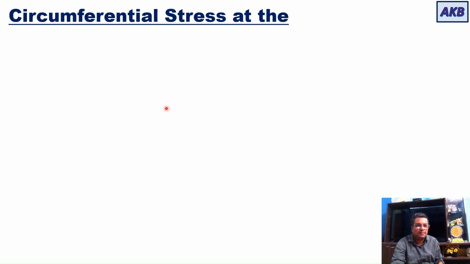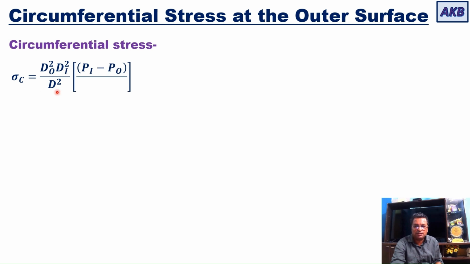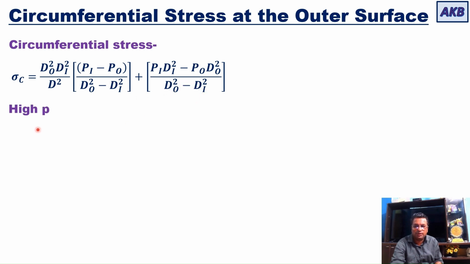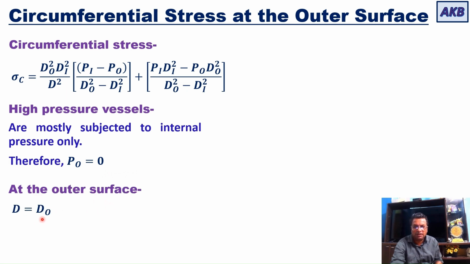Now let us look at the circumferential stress at the outer surface. So circumferential stress, again it is given by this equation. Sigma C is equal to dO square di square upon d square into Pi minus P naught divided by dO square minus di square, plus Pi di square minus Po dO square divided by dO square minus di square. High pressure vessels are mostly subjected to internal pressures only. That means the external pressure, that is P0, is 0. So at the outer surface you have D is equal to dO. Using this in the equation for sigma C, you get sigma CO.